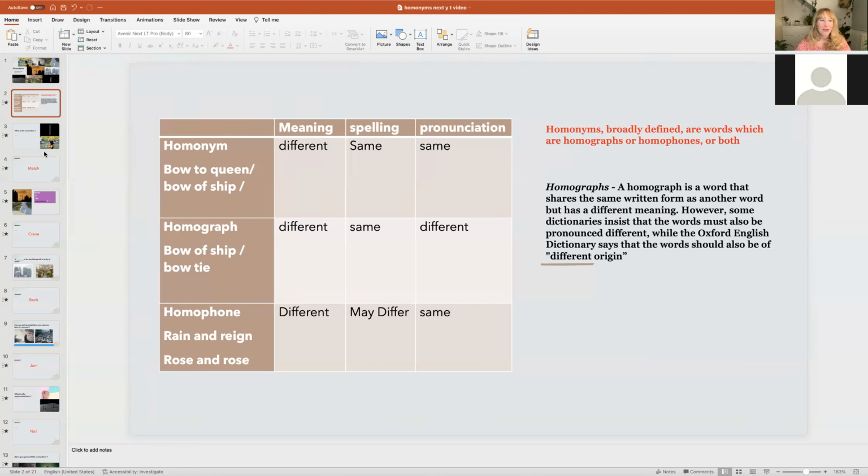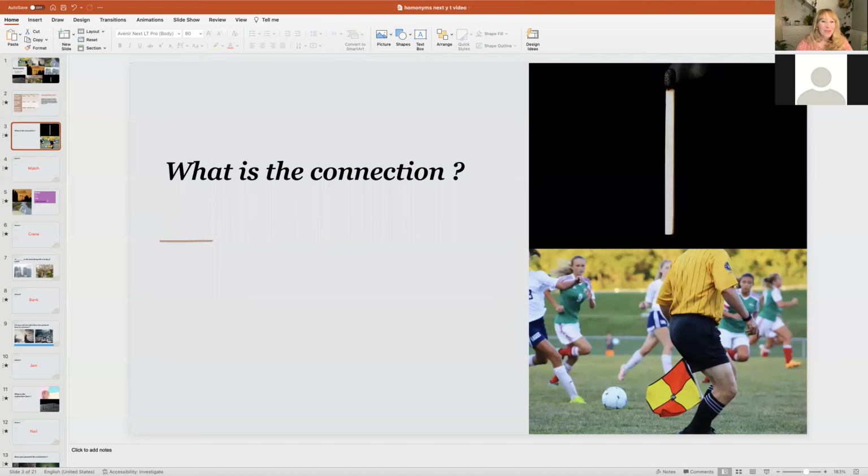Excellent, well done. So let's move on, not make this any more complicated. So can you work out what is the connection between these two pictures?